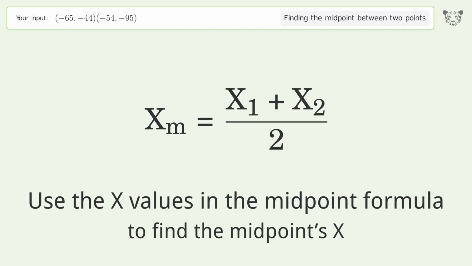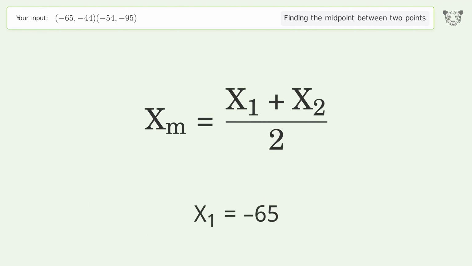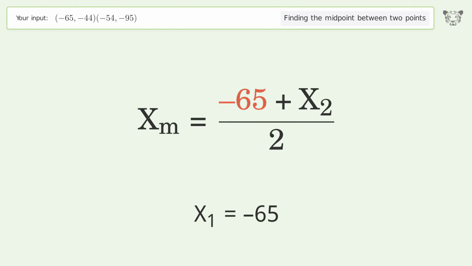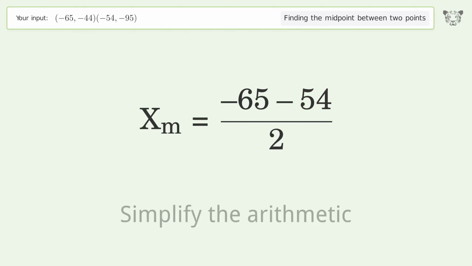Use the x values in the midpoint formula to find the midpoint's x. x1 equals -65. x2 equals -54. Simplify the arithmetic.